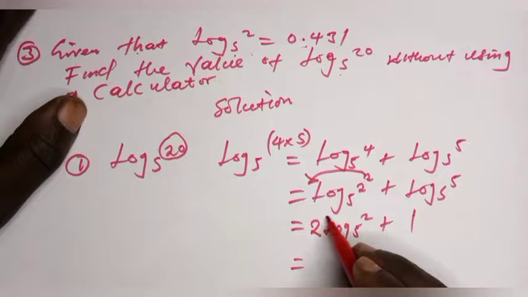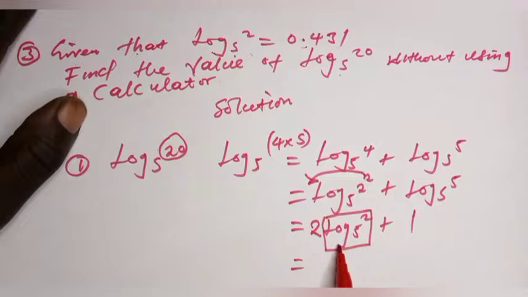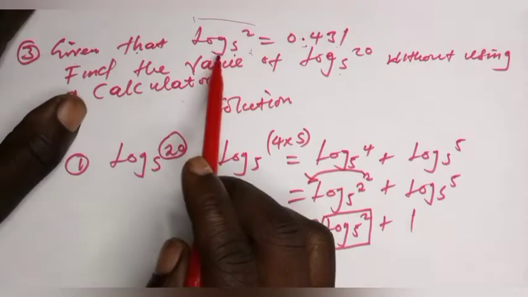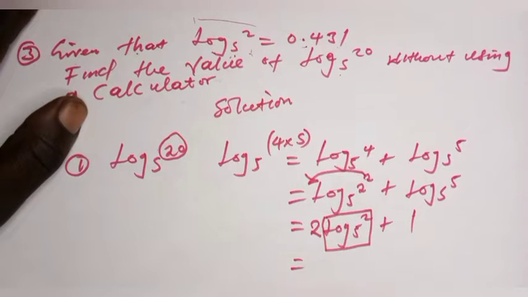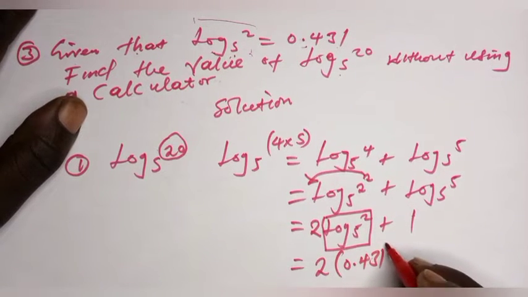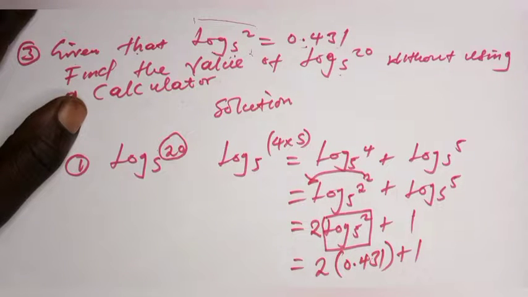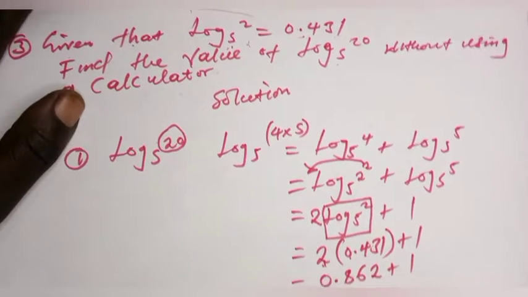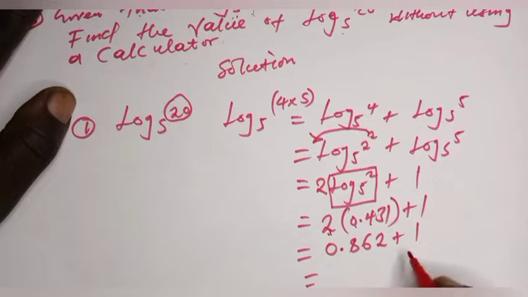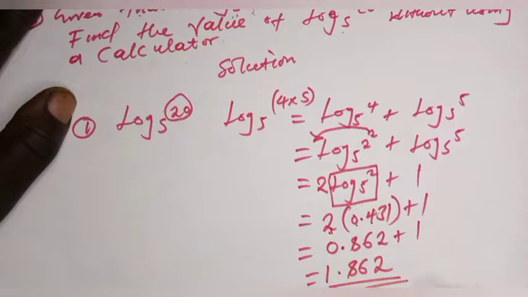Then here we are going to substitute where there is log 5 power 2. Here in the equation they are saying log 5 power 2 is 0.431. So let's substitute to be 2 open bracket 0.431 close plus 1. Then let's multiply. 2 times 0 is 0, 2 times 4 is 8, 2 times 3 is 6, 2 times 1 is 2. So 0.862 plus 1 is 1.862. That's the final answer.